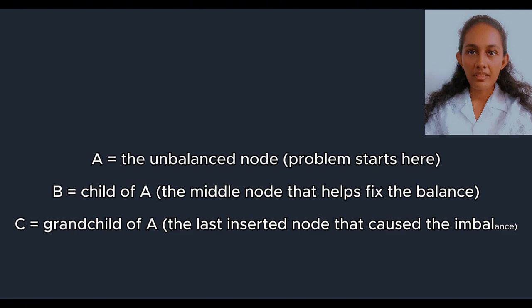To understand this method easily, let's first imagine every rotation happens around 3 nodes. The first one is letter A, the unbalanced node, where the problem starts. The second one is B, child of A, the middle node that helps fix the balance. And the third one is C, grandchild of A, the last inserted node that caused the imbalance. So when I say a rotation case like RR or LL, it always means the path we travel from A, B, C when inserting the new value.